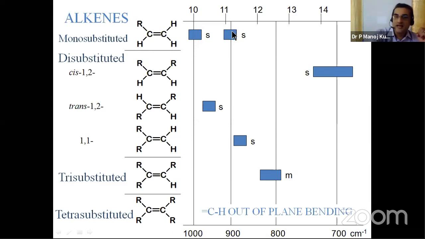Where you will get this? Please make a note of my audio: 905 to 915 and 985 to 995. You will get two peaks. Strong peaks you will get. And down also you can see this band. Between 900 to 1000, you can see these peaks.